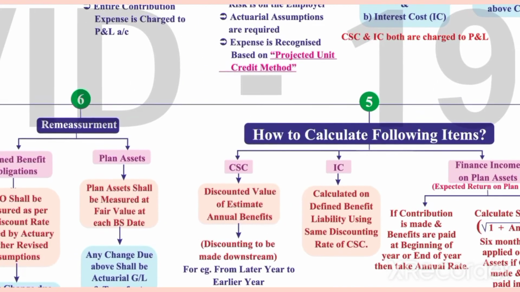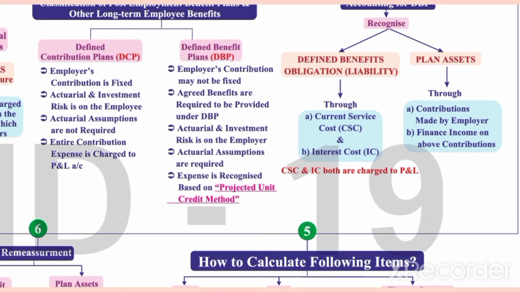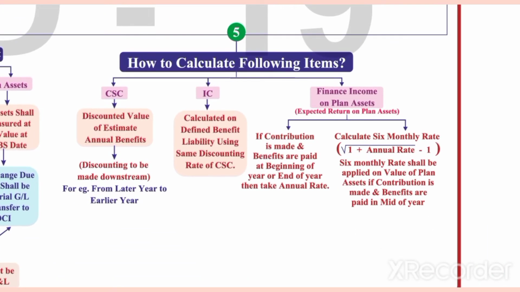Okay, next, defined contribution plan, there is nothing in that. Whatever contributions they are making, they will debit to the P&L. Okay, but defined benefit plan we have to create the liability as well as an asset. Next, how to calculate the following items.